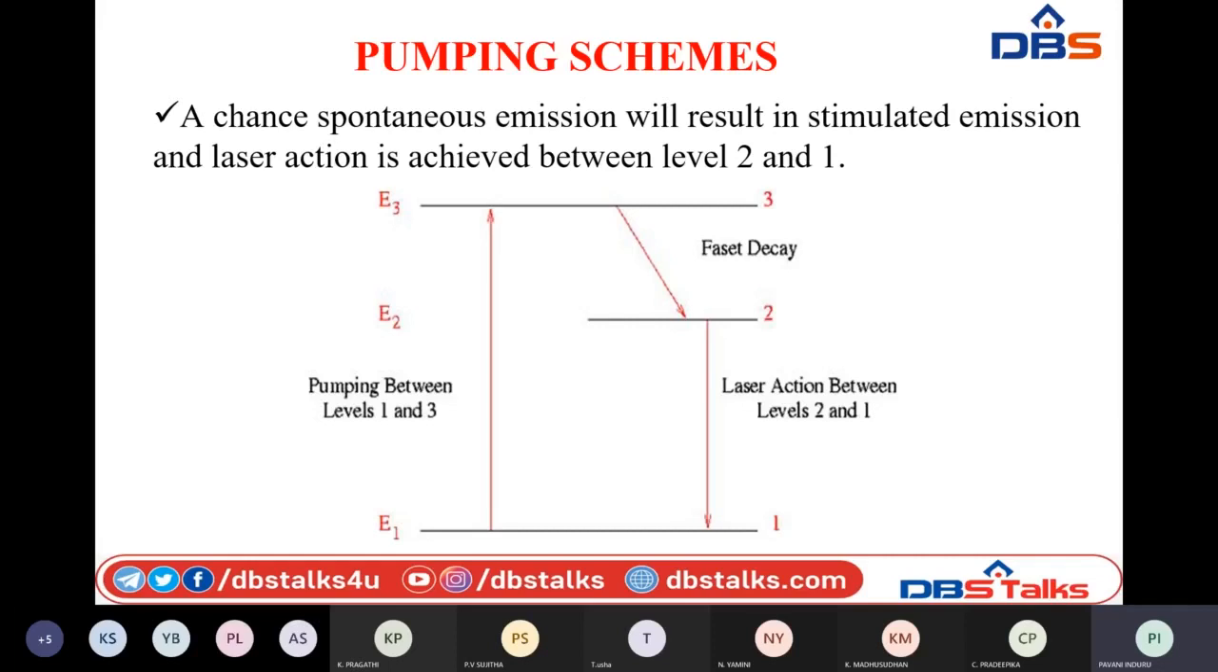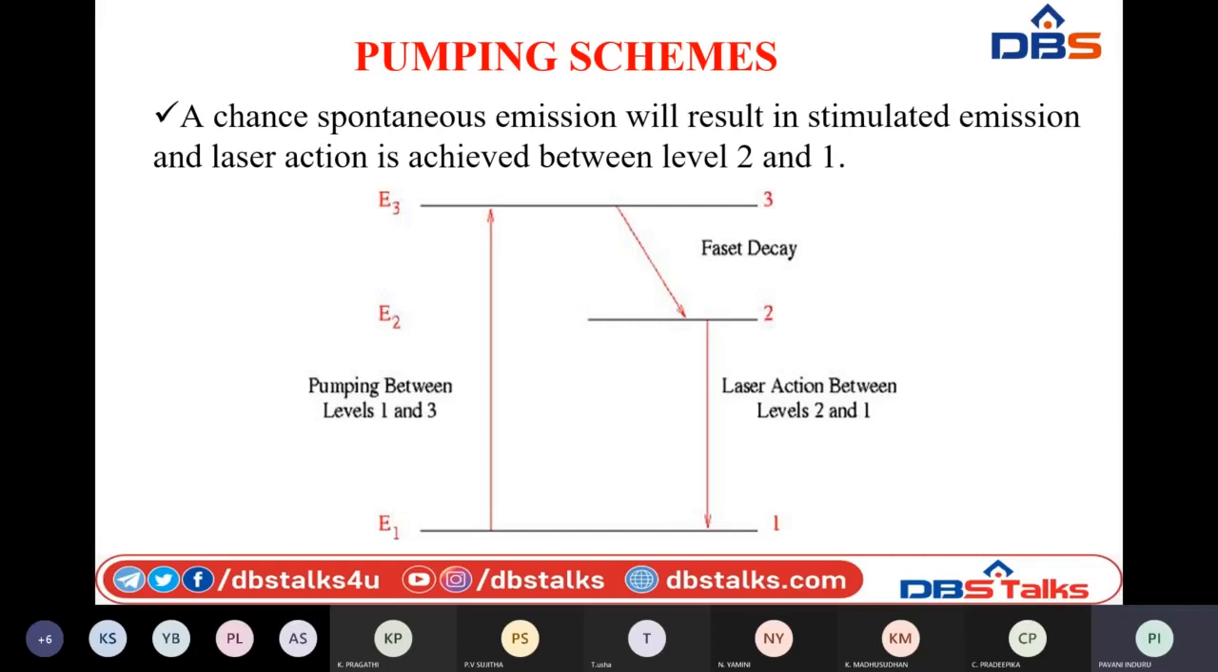Here the lifetime of the metastable state is on the order of 10 power minus 3 seconds, so they can wait for some time. Meanwhile, we supply extra energy to the atoms present in the ground state, and we are able to raise more atoms from the ground level to the upper energy state E3. So now population inversion is met between the energy states E2 and E1.